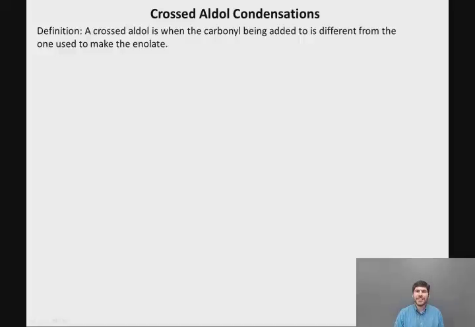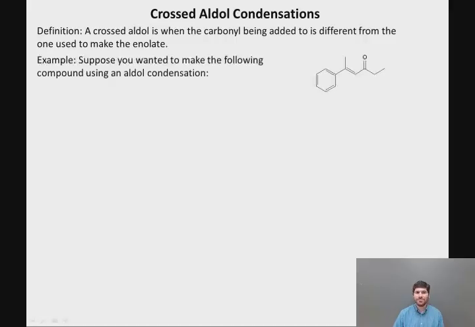In this lesson, we consider the concept of a crossed aldol condensation. So I would like to start with the definition. A crossed aldol is when the carbonyl being added to is different from the one that's deprotonated at the alpha carbon to make the enolate.